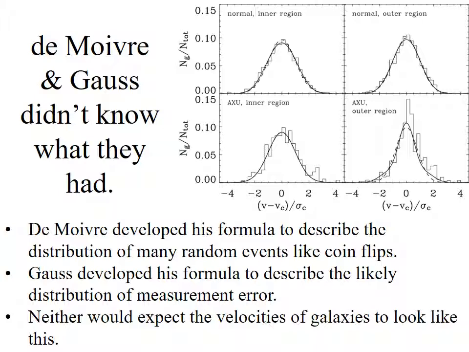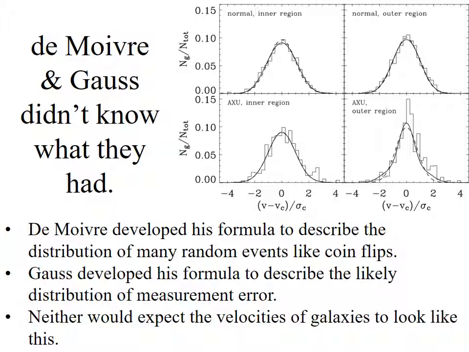This is fascinating. De Moivre and Gauss both independently discovered the normal distribution, and neither one really had any idea that they had discovered an important, vital, fundamental law of nature. De Moivre is talking about approximating lots of random events like coin flips. Gauss is talking about measurement errors of scientists.